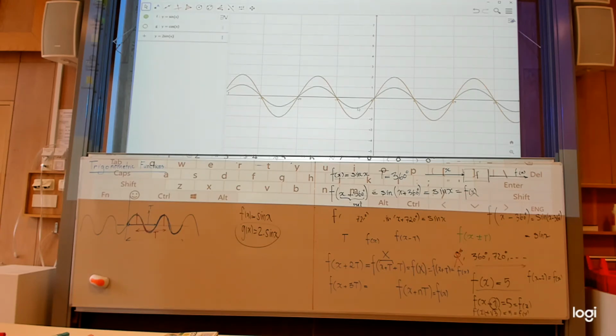The lowest point was minus 1, now the lowest point is minus 2. But you see that the new graph is also passing exactly through the same points on the x direction. So your prediction was correct.